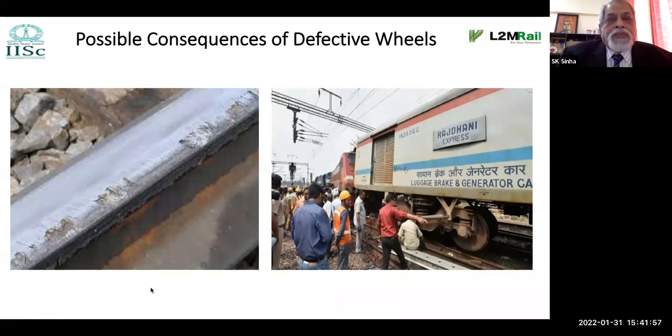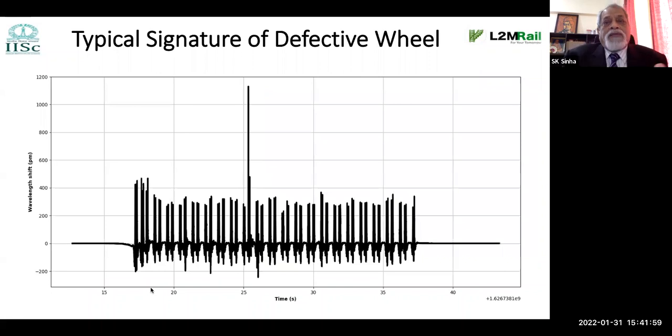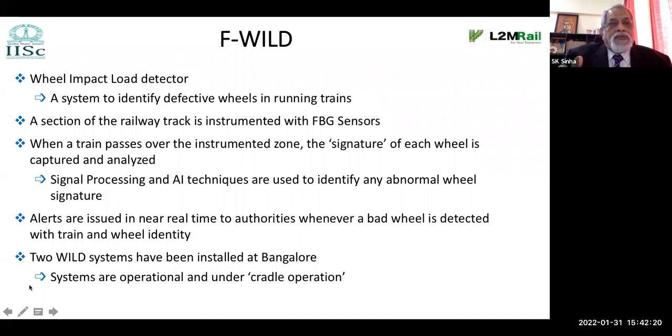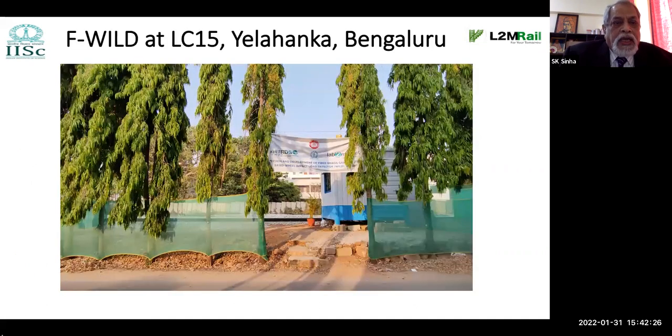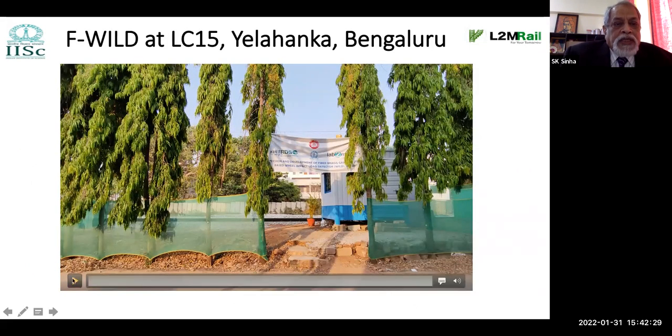So we have developed, and when we capture the wheel signature, if there is a flat wheel or defective wheel, typically we will get a signal like this. This big peak that you see is because of a bad wheel that we had in that system. So this is what we try and capture automatically, and this wheel impact load detector is basically that. I will show you a small video again, which will tell you the implementation, what we have done.